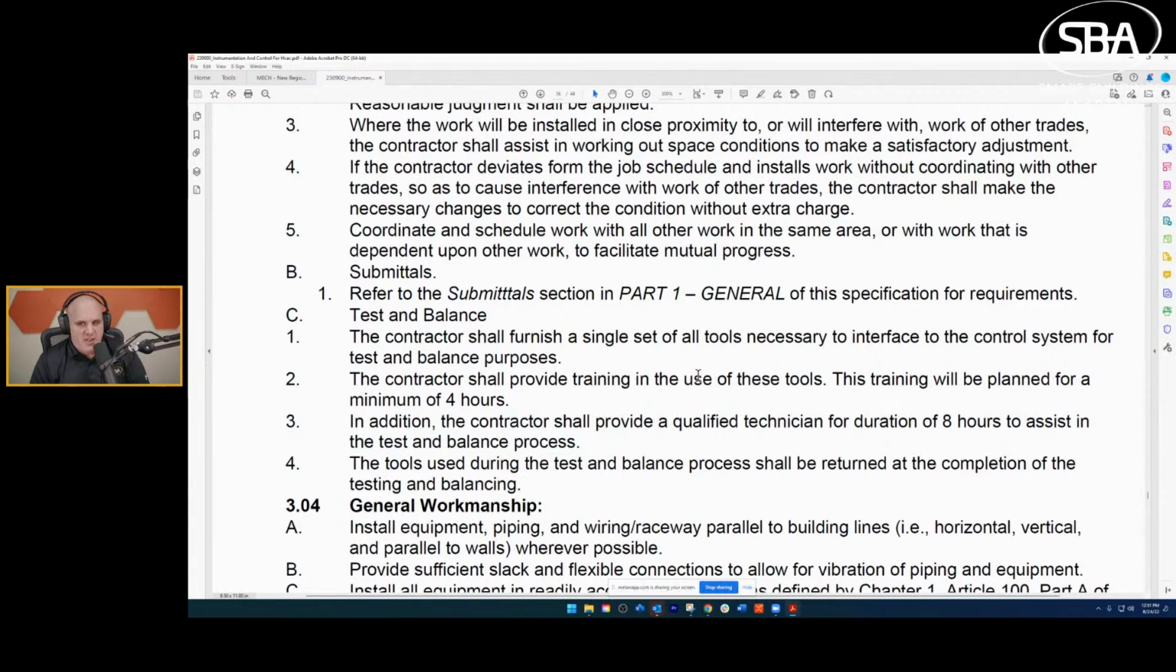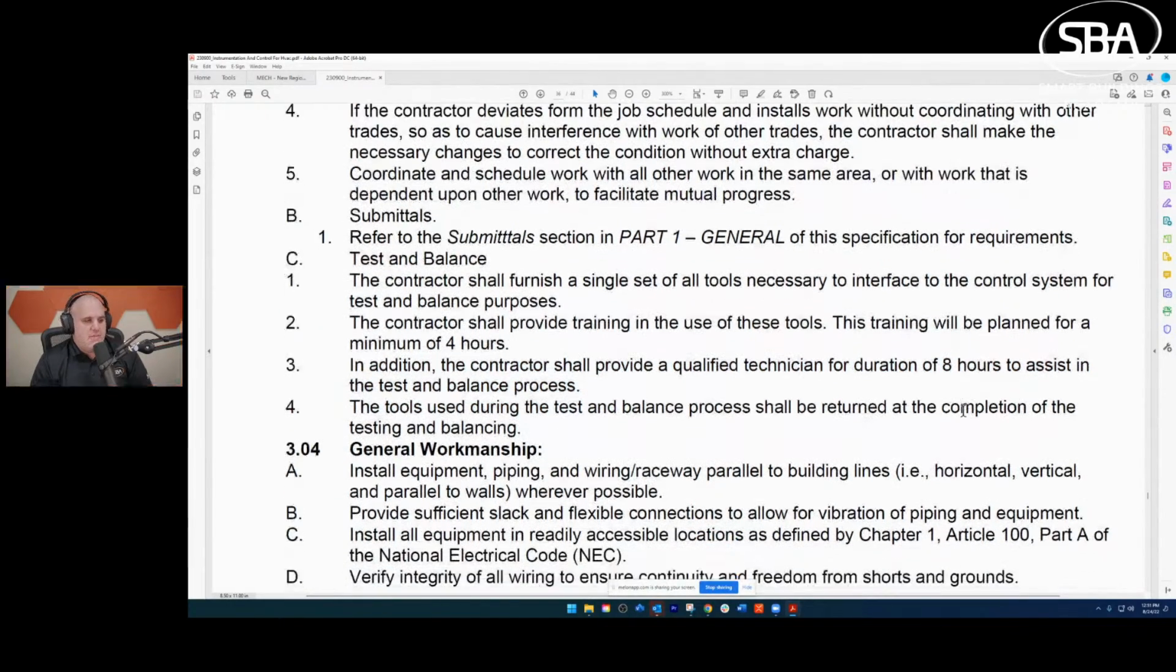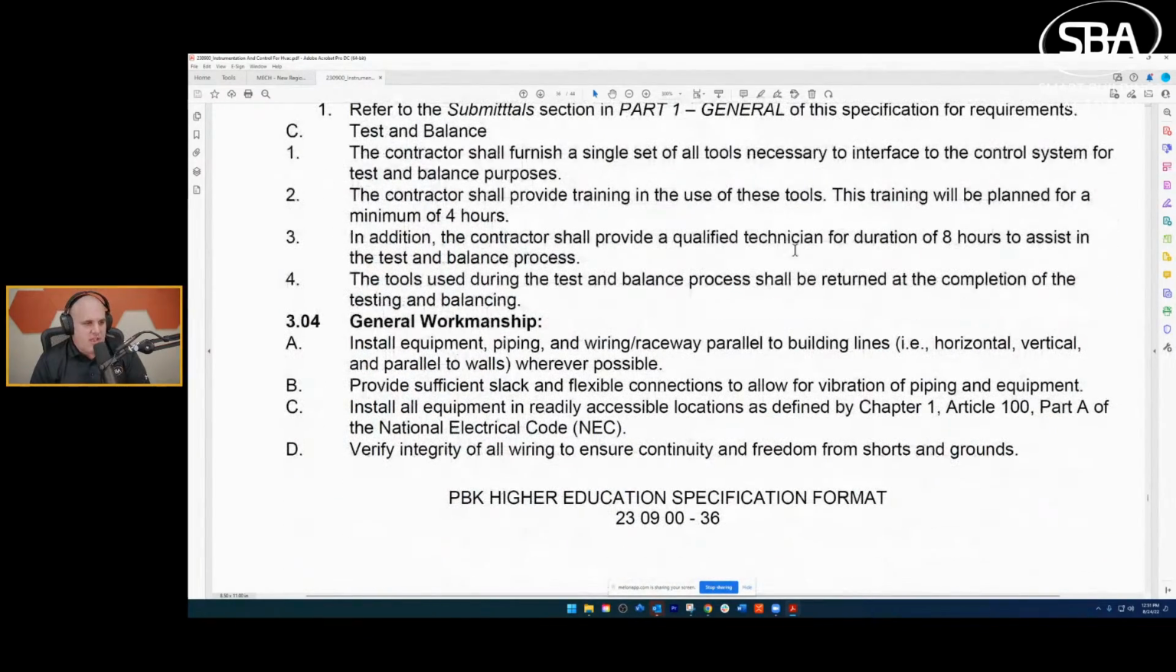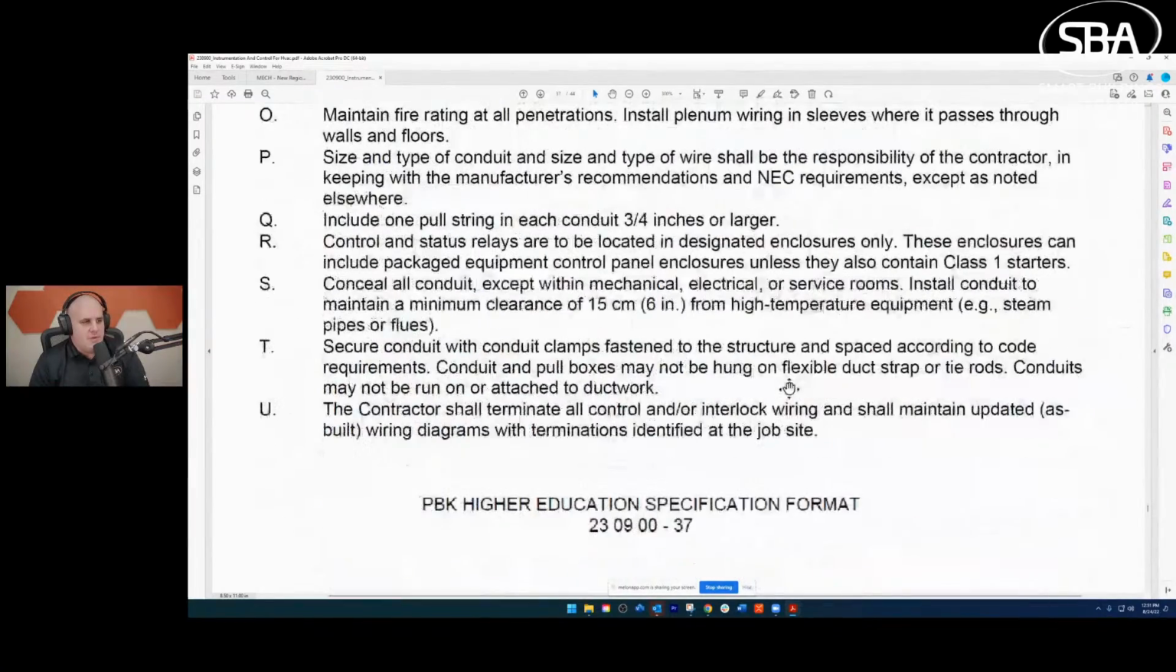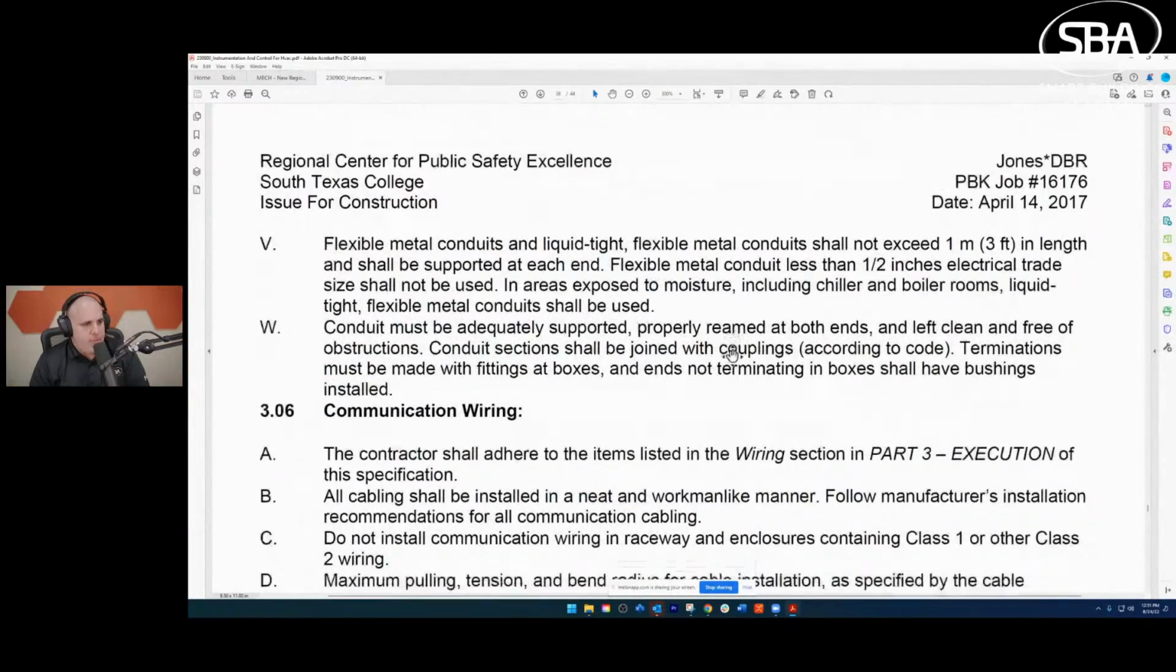So we have to provide a laptop. It's got to have our software on it. We want to create some test and balance graphics to make their life easy. We have to spend 4 hours training these folks, and then we have to do 8 hours of assistance. So account for that in your cost. General workmanship, right? This is the basic stuff. Install stuff, make sure it's wired good, you know, all those things.